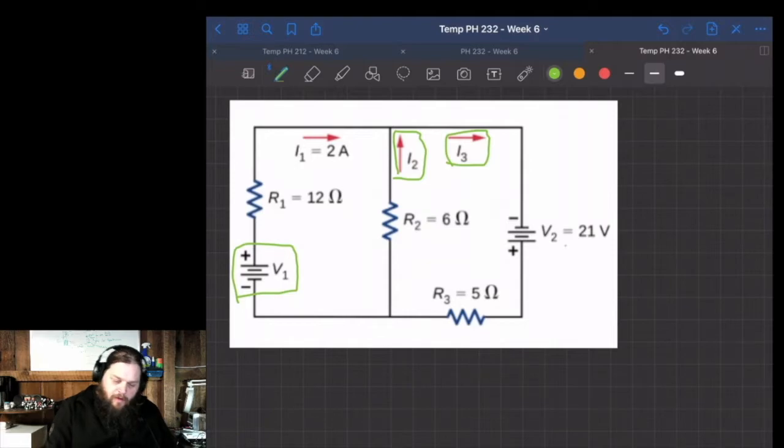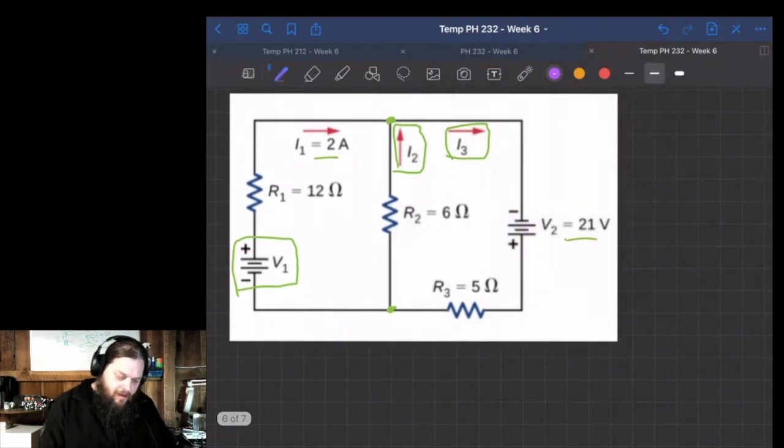But we do know this voltage, we know the rest of the resistor values, and we know that current there. So we need at least 3 equations. There are 3 different loops I can see in here, plus 1 junction. There are 2 junctions, this point and this point, but they're really going to tell us the same thing. So we're looking at 1 junction point equation and 3 different loop equations we can do.